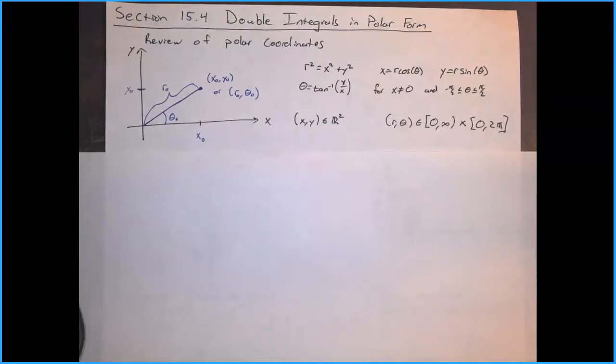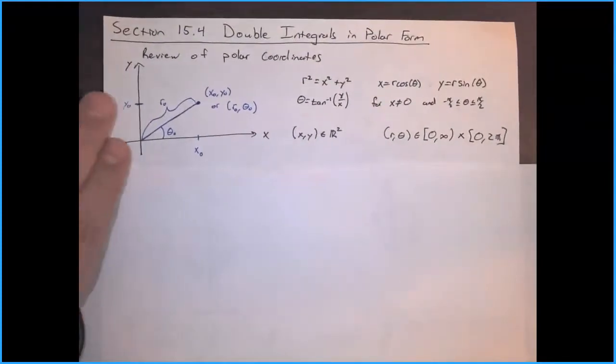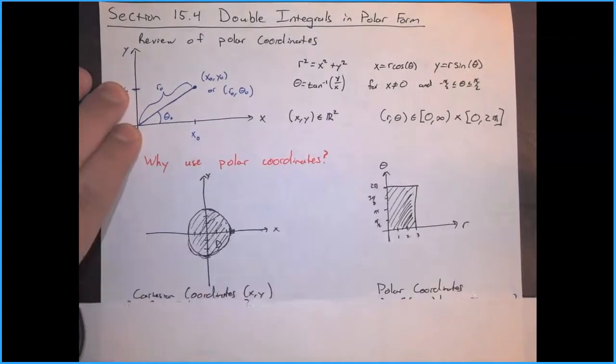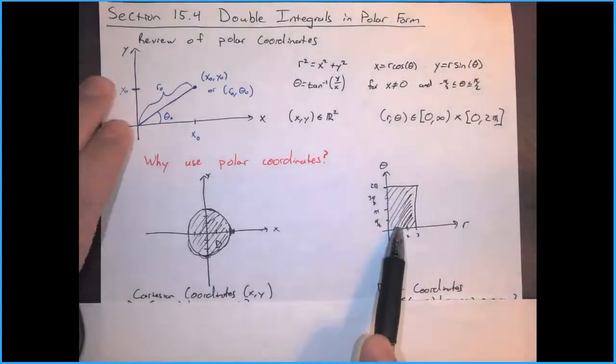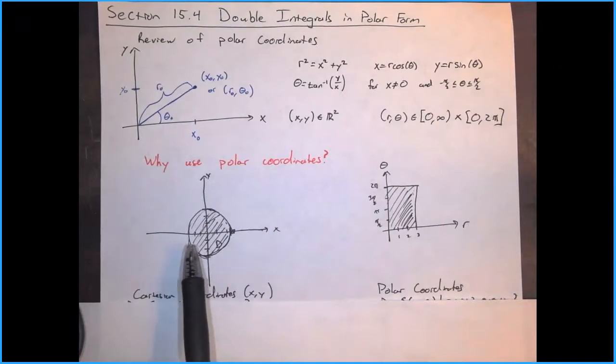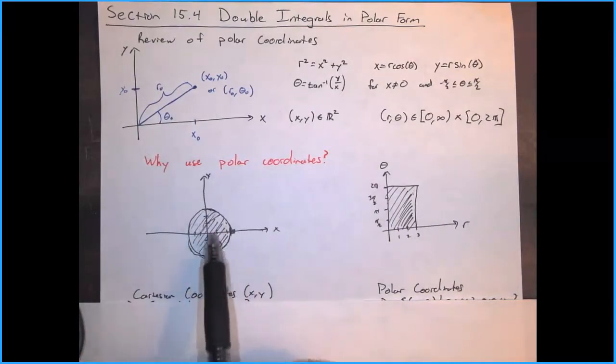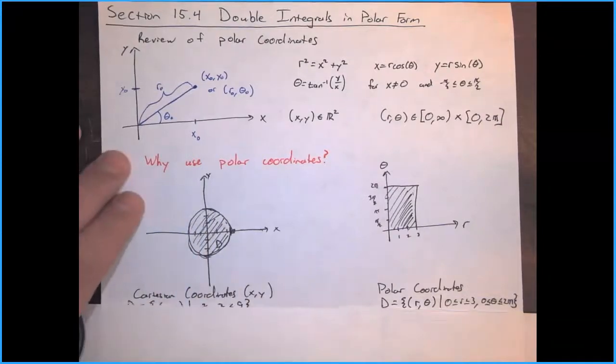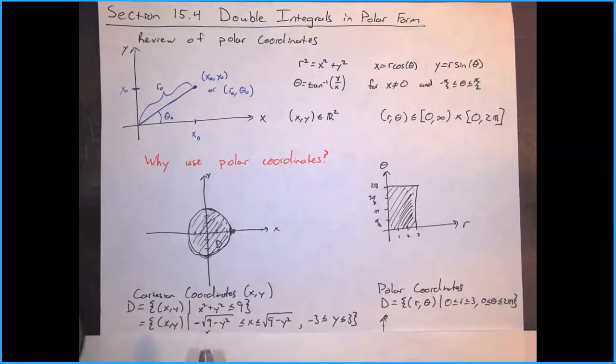Okay, now let's look at some examples of why we might want to use polar coordinates. So ignore this for a minute. Let's just focus on this region D here. This is a disk centered at the origin of radius 3, and let's say I want to integrate over this disk. Well, if I use Cartesian coordinates to describe this region, this disk is all of the points such that x squared plus y squared is less than or equal to 9.